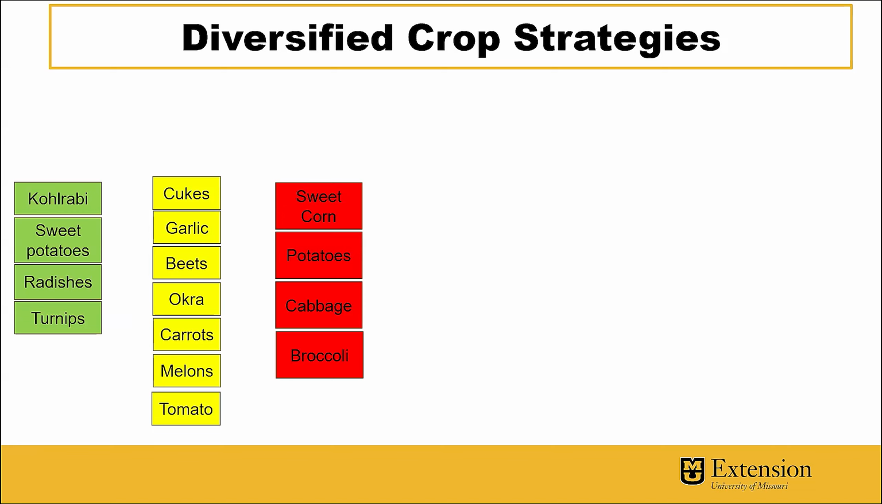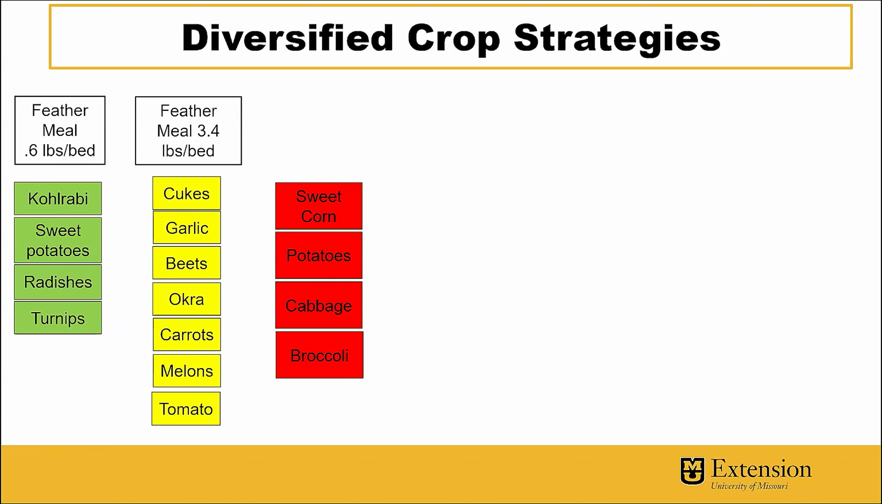So let's go back to these crop categories of low, medium, and high. Low is green, yellow is medium, and red is high. And I ran these through this calculator, and so we need 0.6 pounds of feather meal for the low feeders, 3.4 pounds of feather meal for the medium feeders, and 5.2 pounds of feather meal for the high feeders. And this is per bed per 300 square feet. But you can customize this to any bed dimensions you have.